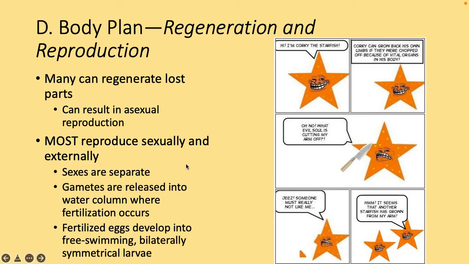So we have different sexes. Gametes get released into the water where fertilization occurs. Fertilized eggs develop into the larvae. Those larvae are bilateral, and then when they reach maturity, they are now pentaradial.